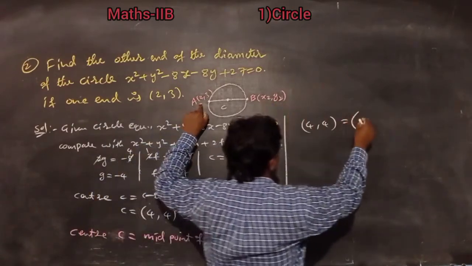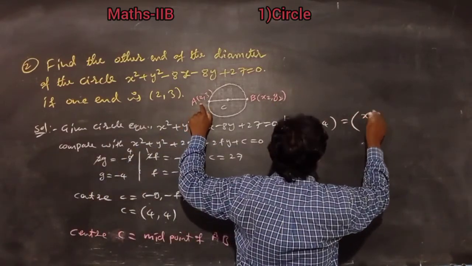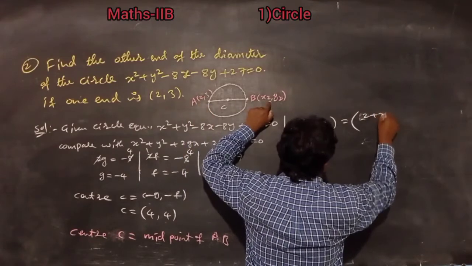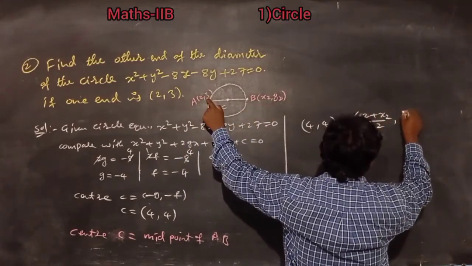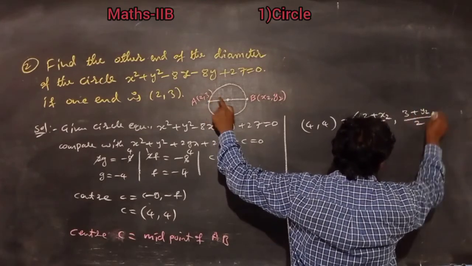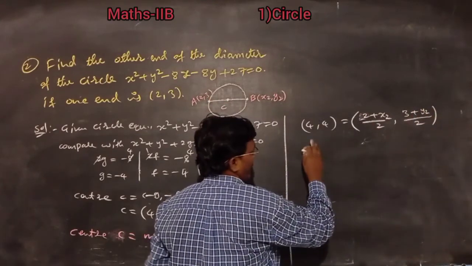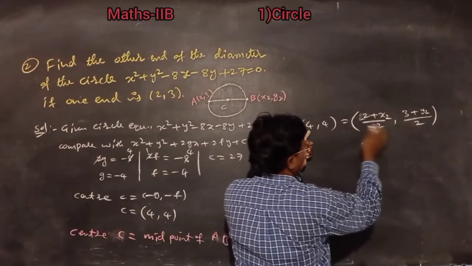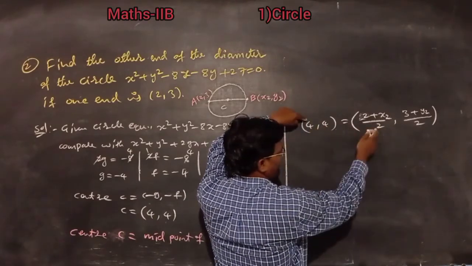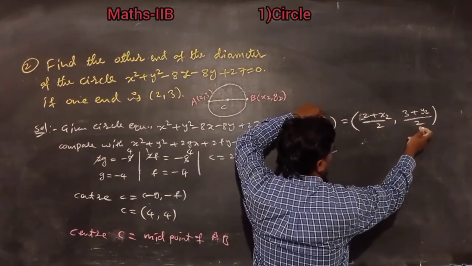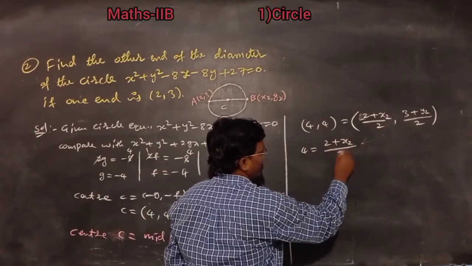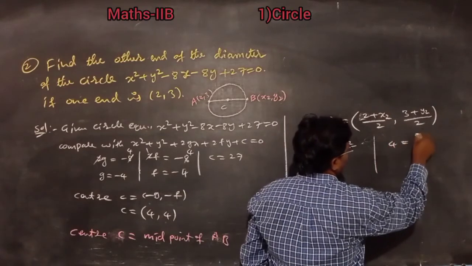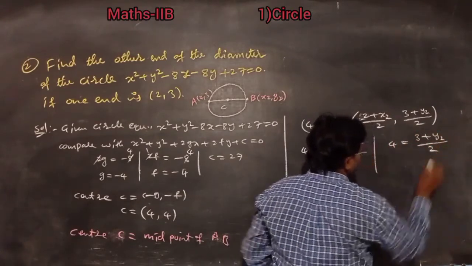So (x1 plus x2) by 2, next (y1 plus y2) by 2. So equating the coordinates, equating the x coordinate and equating the y coordinate. So we will get here 4 is equal to (2 plus x2) by 2. Next 4 is equal to (3 plus y2) by 2.